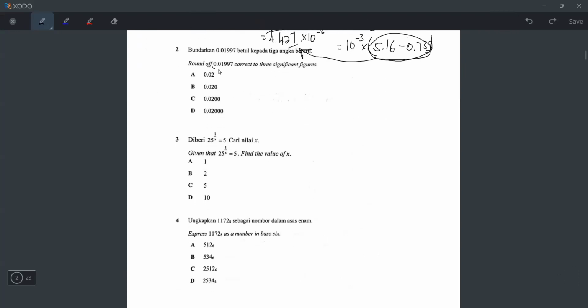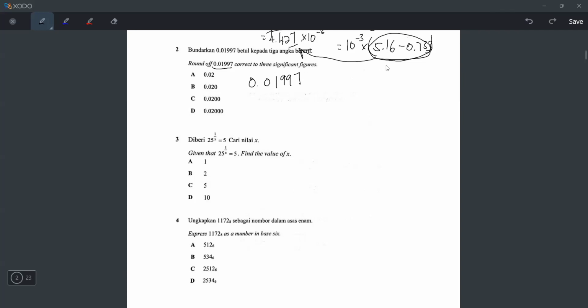Round off this digit correct to 3 significant figures. If we don't know how to count significant figures, we cannot do this question. But in the class, I always teach you guys how to round off. I don't know if you remember or not, but I always do this a lot. In my class, I always say, give your answer in 4 significant figures, and I always say how to round off. Okay, let's do it.